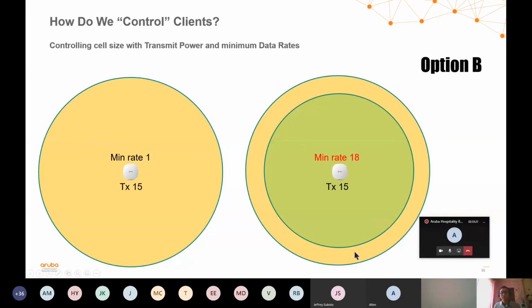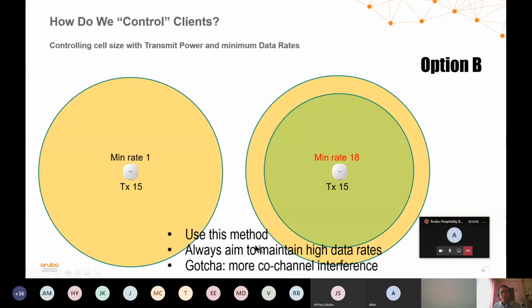So I always recommend using this method, and it is in our best practices guide. We try to maintain high data rates. However, there are some gotchas, and that is co-channel interference. Because we're keeping the transmit power high, we potentially generate co-channel interference. So that's why I talk about measuring co-channel interference, measuring how many lobes you get on the channel. Then you adjust your transmit power to reduce that co-channel interference. Then you set your minimum data rate so that you achieve the distance that you require for your clients.